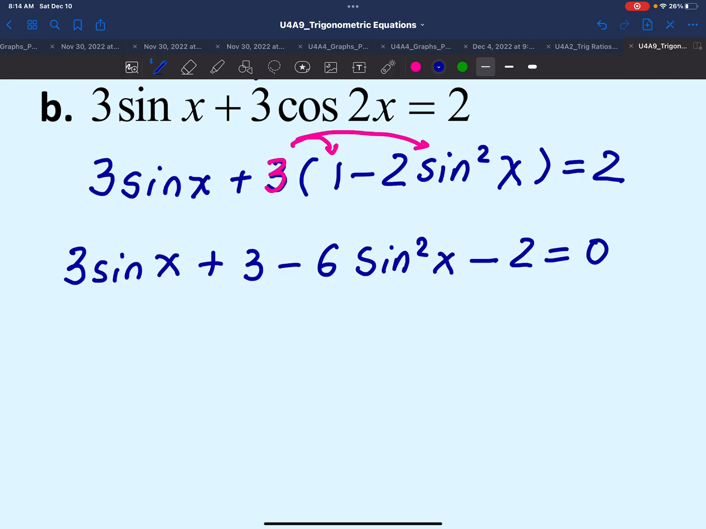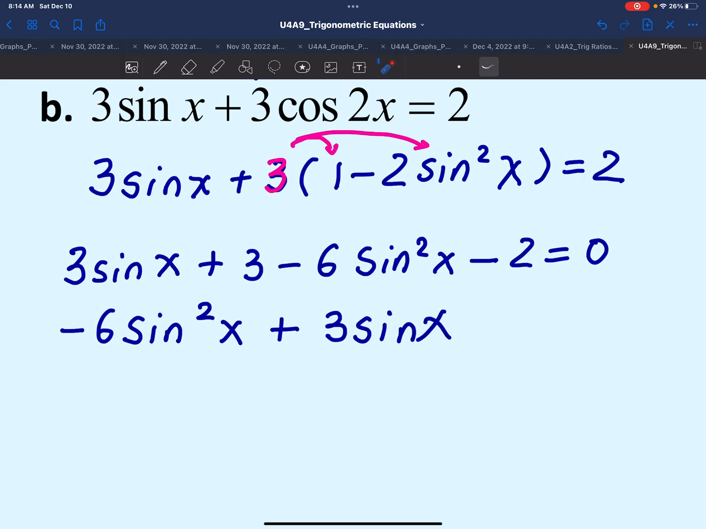Let's simplify one more time. So from highest to lowest degree, then we have negative 6 sine squared x. So the next term would be the first degree term, which is 3 sine x. And then plus 3 minus 2 equals 1. So plus 1 equals 0.